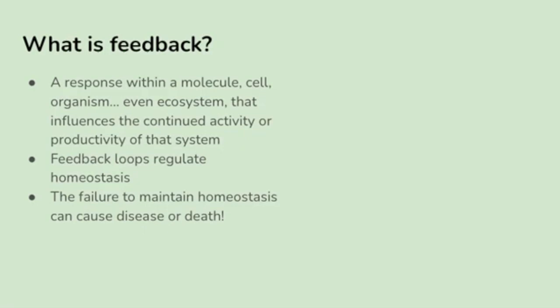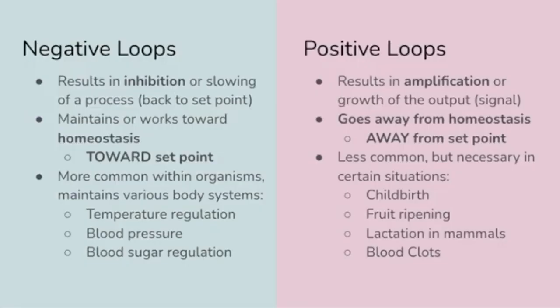So the failure to maintain homeostasis can cause disease or death, meaning that the failure to maintain feedback loops can also lead to disease or death. Feedback loops are really important in biologic systems. I'm going to review some of the types of them right now.